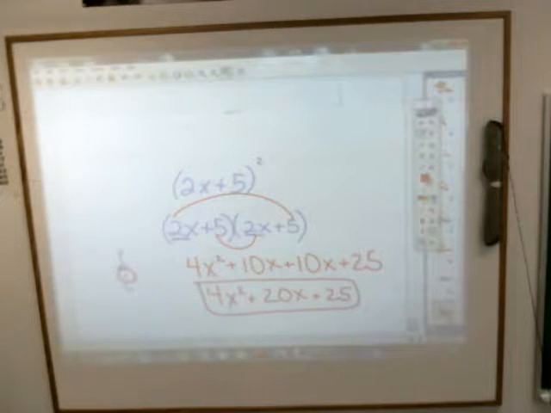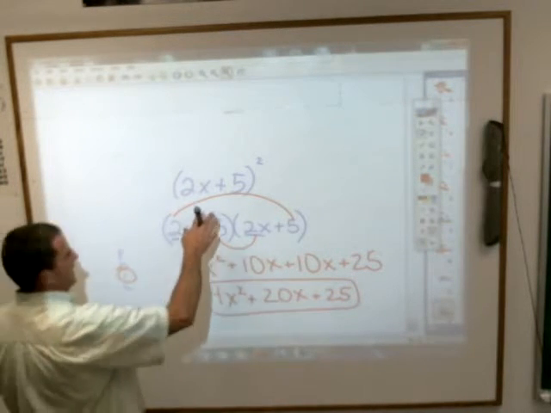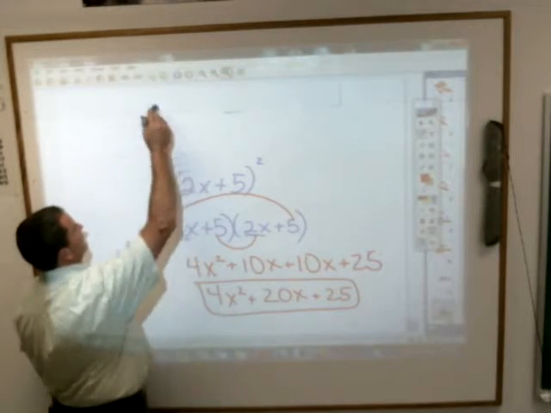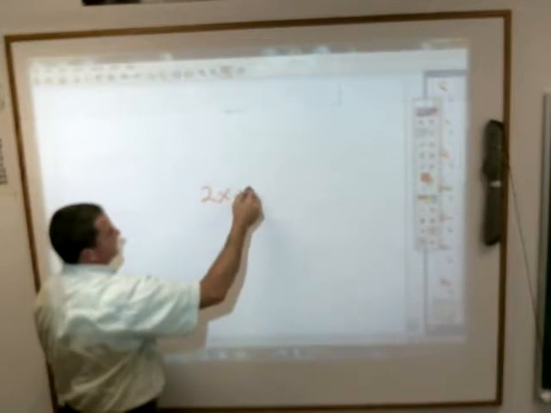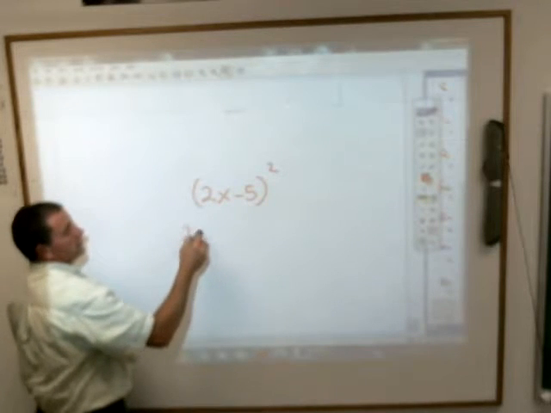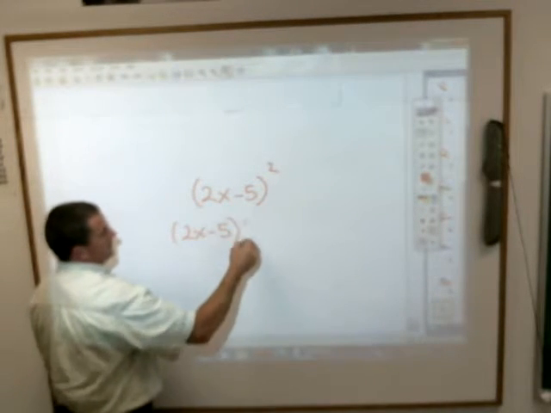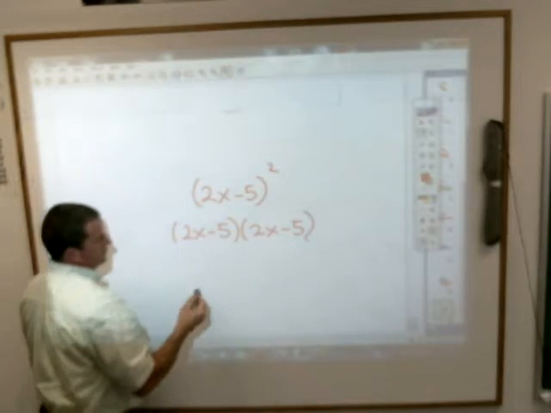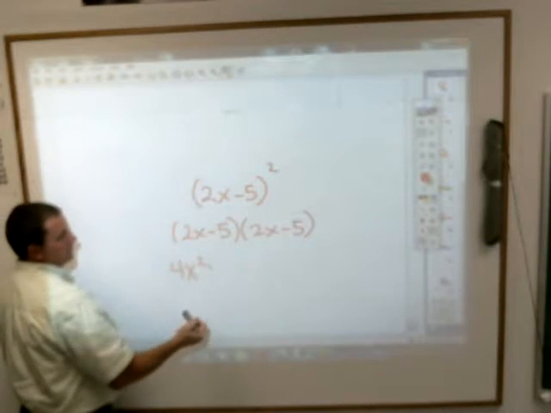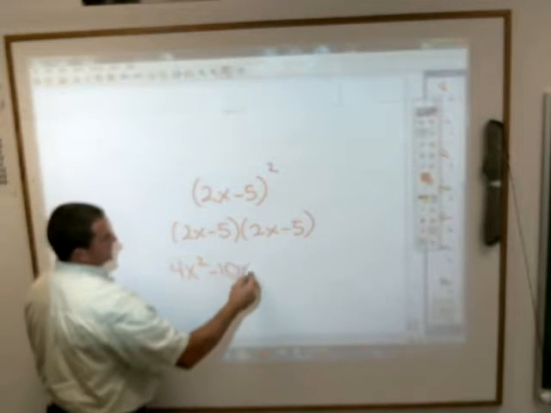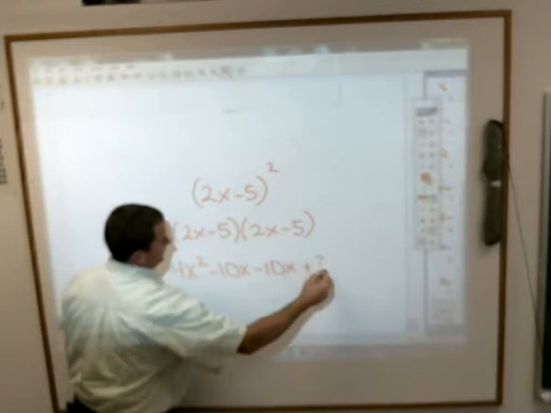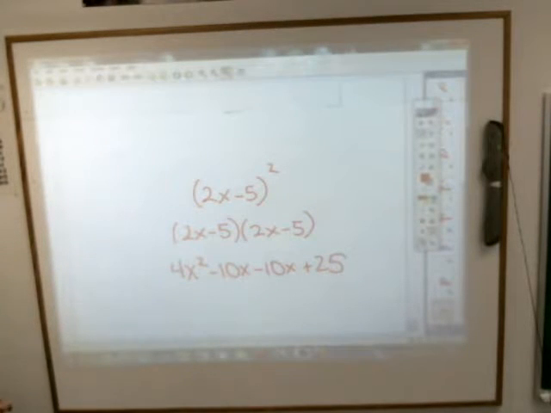Would it be minus 20x? Did I write the wrong problem down? It will be for the next problem we do, if there's a minus sign. With the positives, it's going to be plus. The next one in the book was 2x minus 5 squared. In that case, it's going to look exactly the same, except your middle terms are both going to be minus 10x. You still get your first term of 4x squared. So yes, you will.